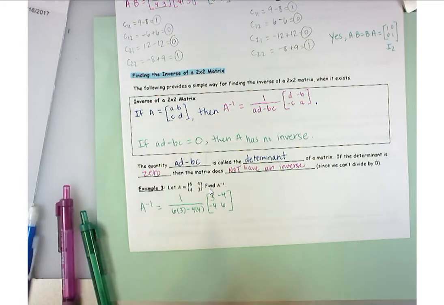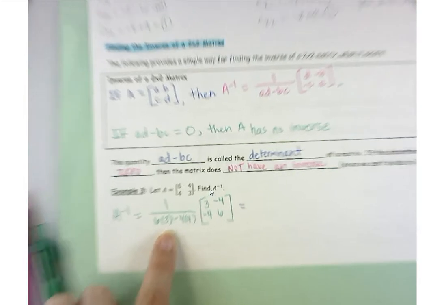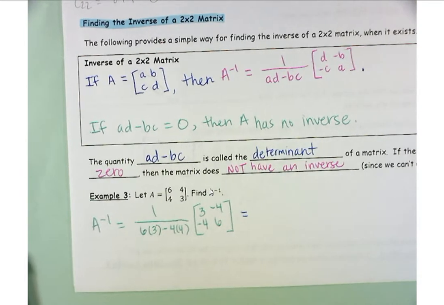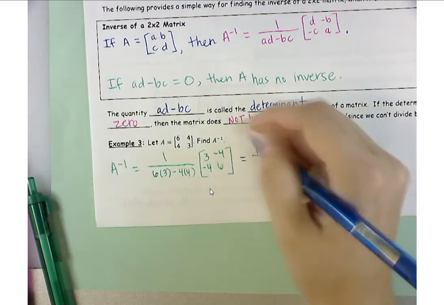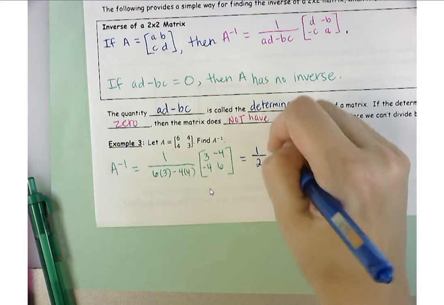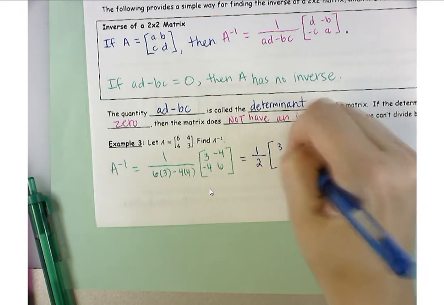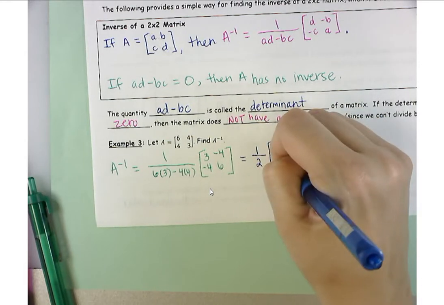So now we're going to go ahead and simplify. So what's 6 times 3? 18. 4 times 4? 16. So this would be 1 over what? 1 over 2. Okay, and then this is going to stay the same. 3, negative 4, negative 4, 6.